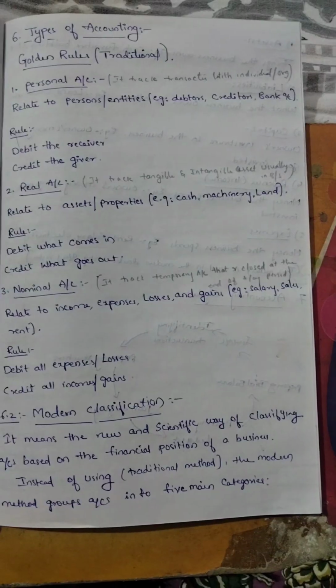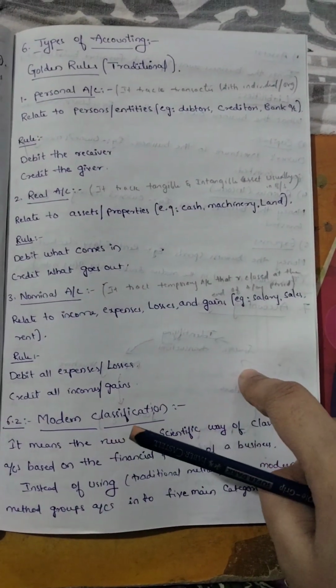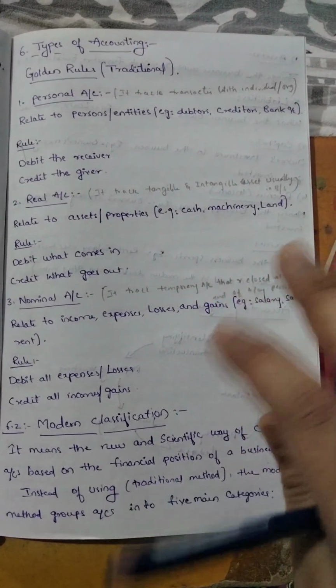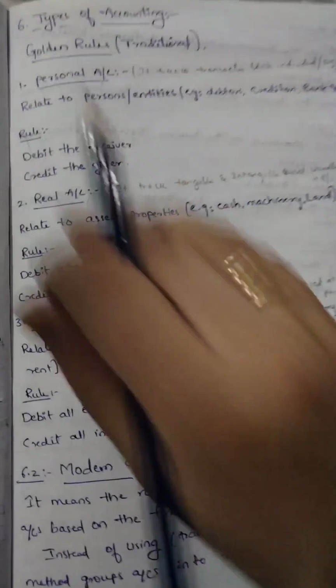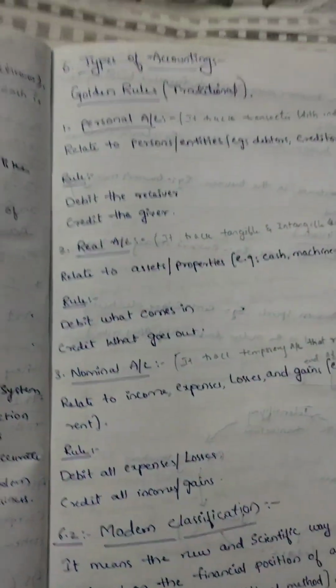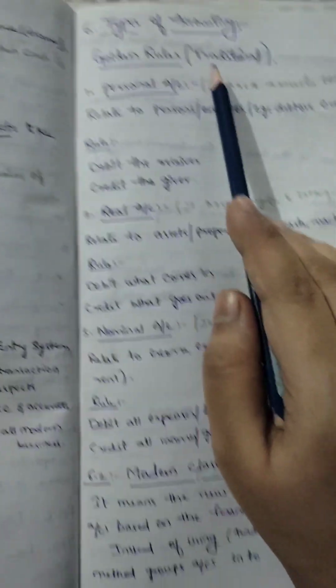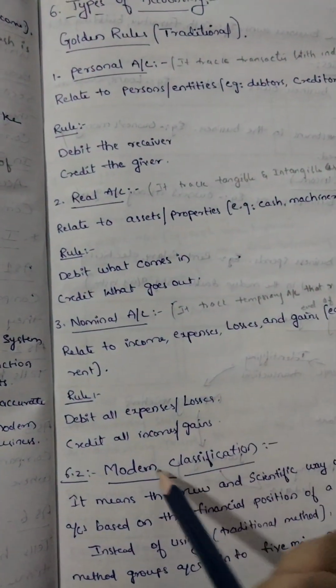In this video, I will be explaining the different types of accounting and the accounting cycle. So before watching this video, check out my previous videos. It will give you a clear understanding of today's topic. So let's begin. Today's topic is the types of accounting. There are two types of accounting: one is the traditional and the second one is the modern.